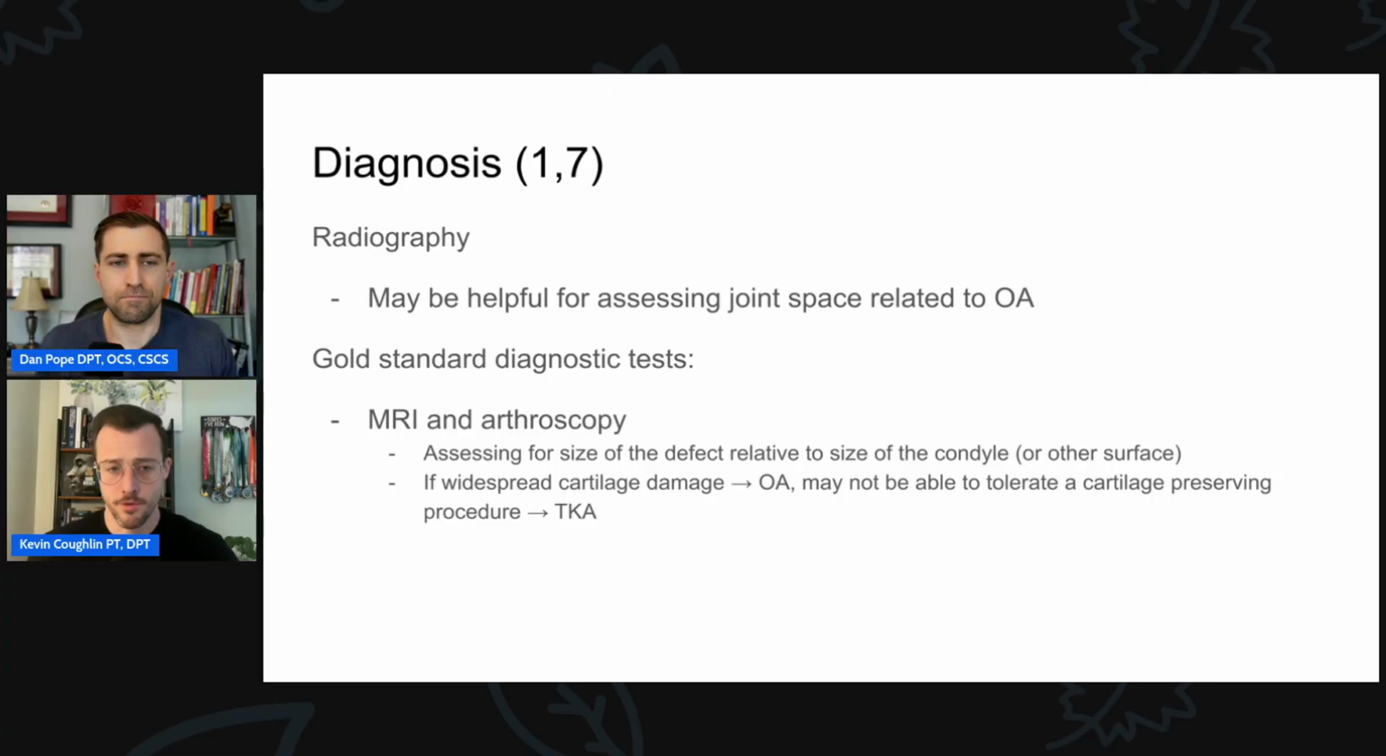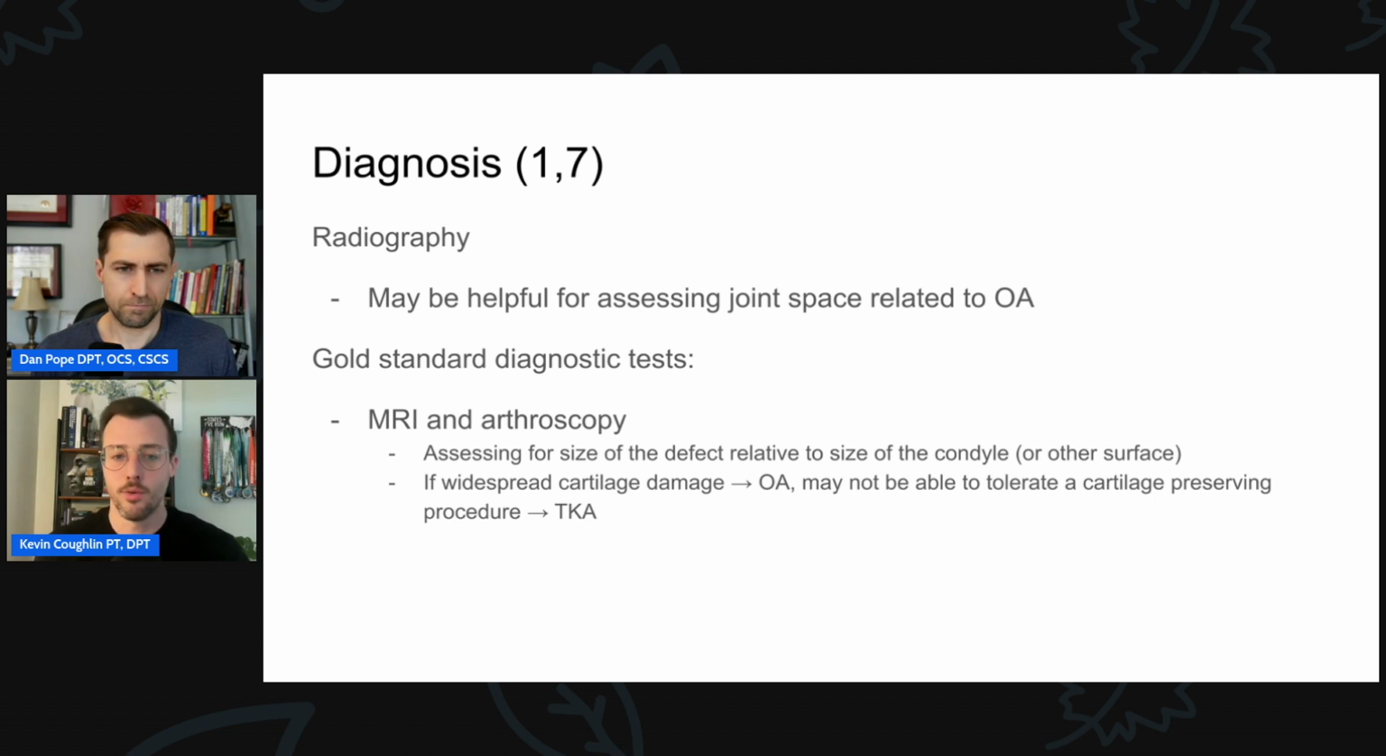Okay, and then further for diagnosis, I talked about this briefly, but radiography, getting an X-ray, may be helpful for assessing joint space related to osteoarthritis, and that can be helpful for surgeons determining which cartilage surgery they should or shouldn't do when looking at the joint space. But it doesn't do a good job grading these cartilage defects. So the gold standard diagnostics are arthroscopy as the best, and then MRI is really good too.